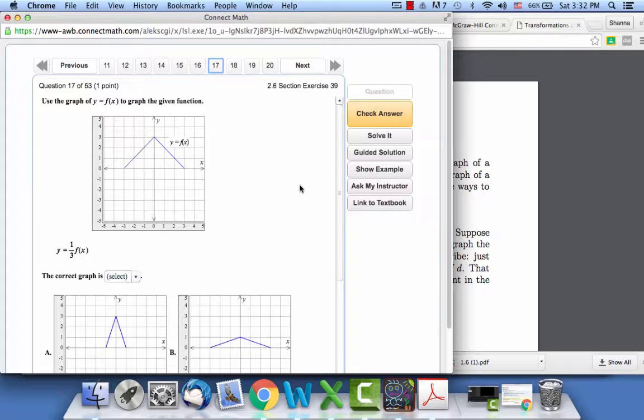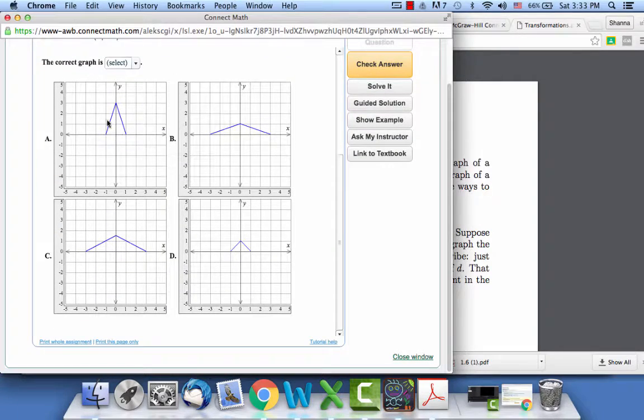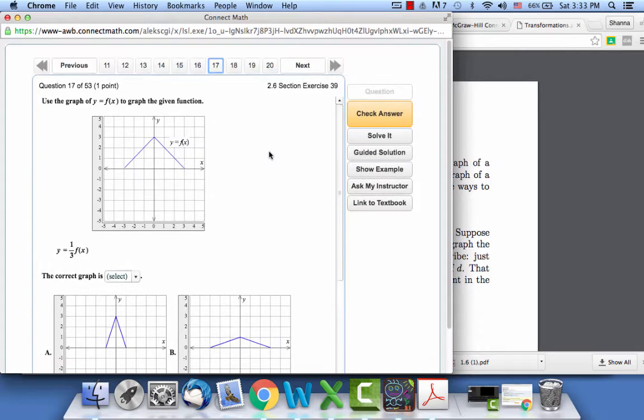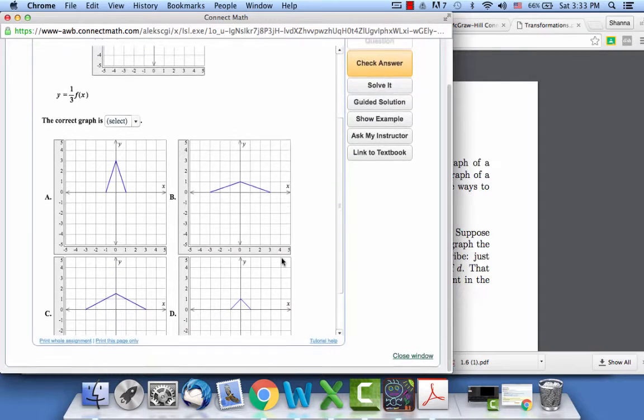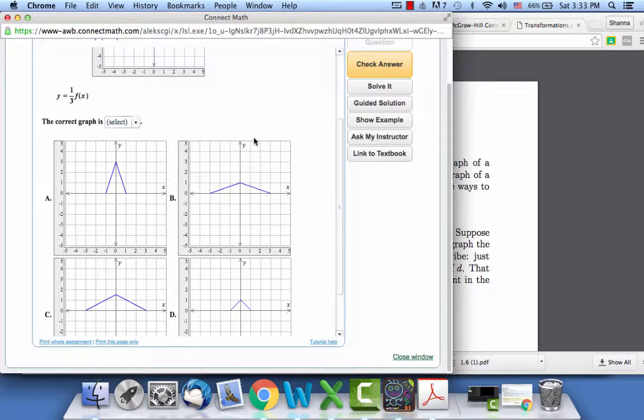Okay, 17. This, they're telling us, is y, and we want 1/3 of y. Because it's on the outside, it's vertical, so it does what you'd want it to, so it makes it shorter by 1/3. So the width will stay the same because it's outside y. It can't make a horizontal change, so we could rule out right away these two. But we want it to be shorter, so instead of 3, it should come down to 1, which makes it this one, B.